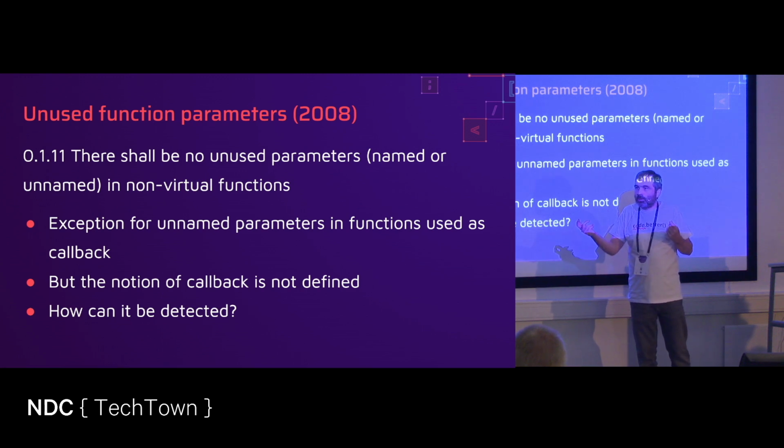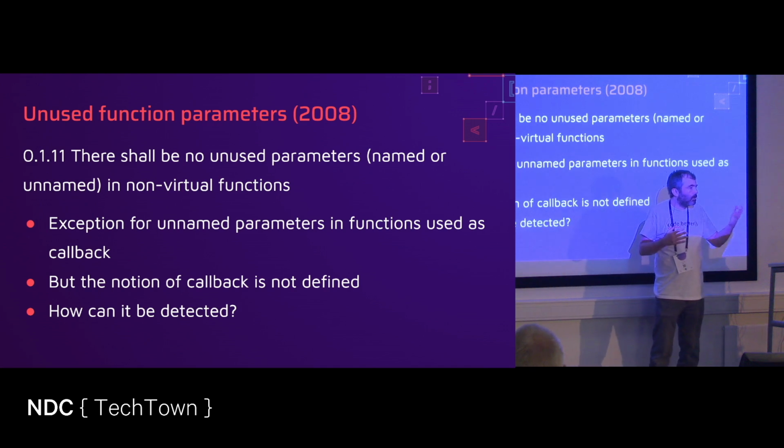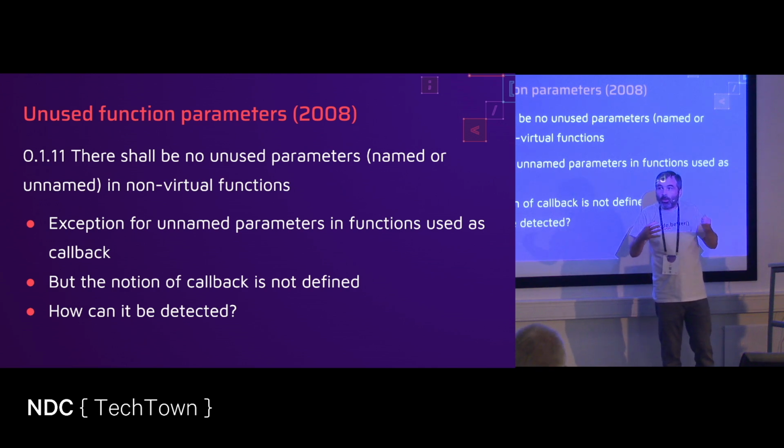You have a function which is used as a callback, and some of the candidates for the callback will use the parameters, and some other candidates will not use the parameters. Except that the notion of callback was not clearly defined. And we know that with templates, almost any function can be a callback. A callback is not just a function pointer. It's just if you instantiate your template with a specific type, you end up calling a specific function. And it's a rule that was not really fitting the spirit of C++.